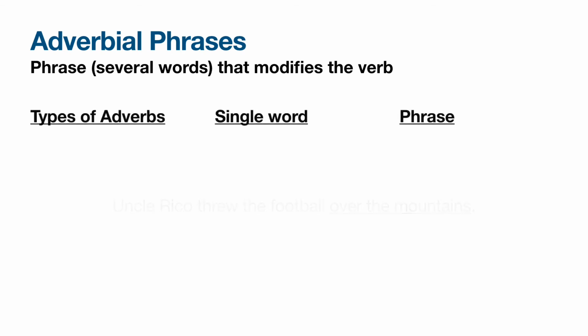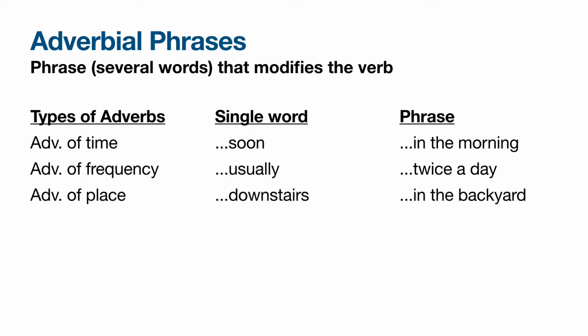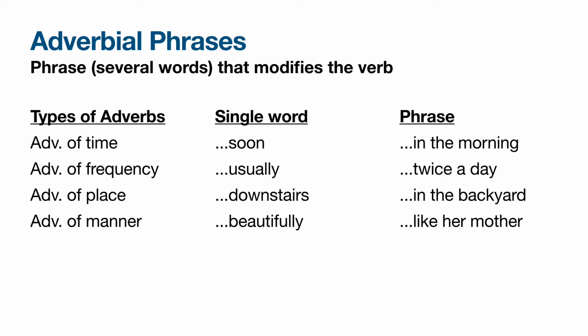Now that we know a little bit about what adverbs look like, let's explore some examples as we learn the ways in which adverbs can modify a verb. They can modify the time the verb happens. They can use words like soon or in the morning. Adverbs can also modify the frequency the verb happens, using words like usually or twice a day. They can modify the place the verb happens, using words like downstairs or in the backyard. They can modify the manner by using words like beautifully or like her mother.